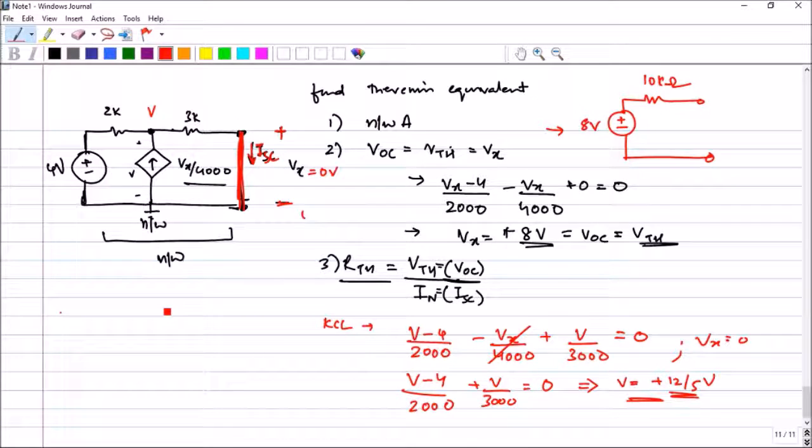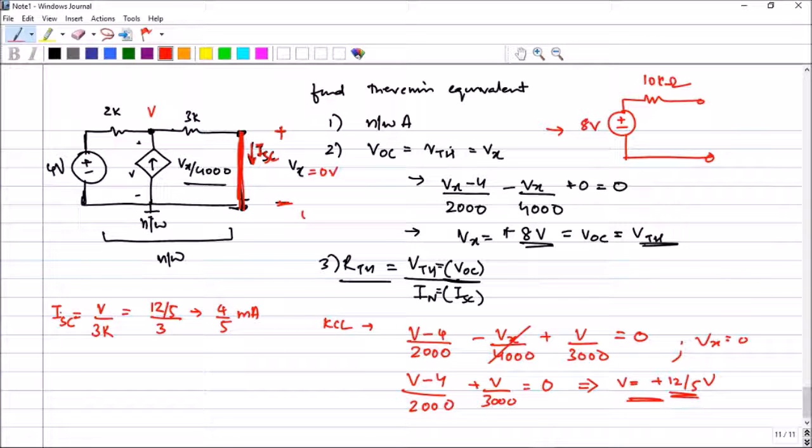Now that you have got the value of V, let us go and find the RTH value. I can find the value of ISC, which is equal to V divided by 3K. Notice that I have put 3K here. So it is equal to 12 divided by 5 divided by 3. This gives me 4 divided by 5, in milliamperes.